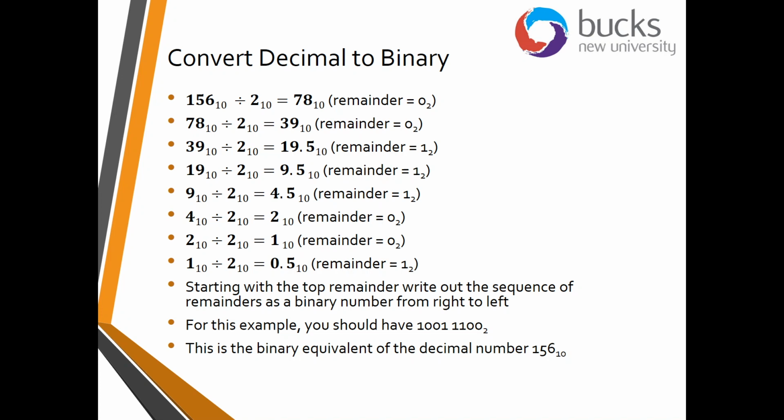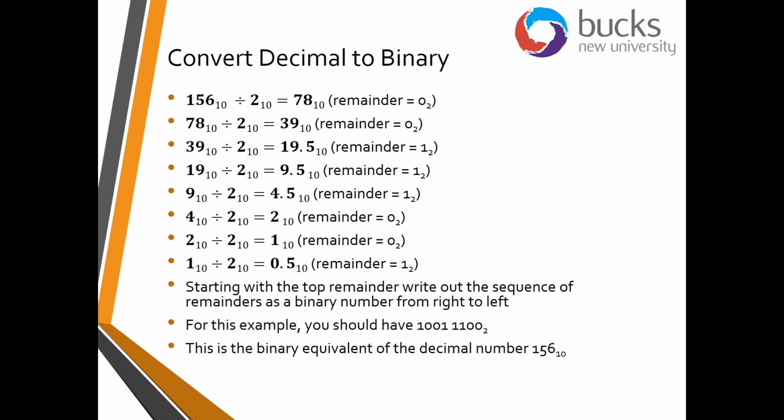So starting with the top remainder, we simply write out the sequence of remainders as a binary number from right to left. So we end up with 0 0 1 1 1 0 0 1, and that completes our binary number. So if you were doing this, as you will be for yourself, as you get the remainders, you can write them to the right hand side as I've done here, but also start to write them right to left underneath. So you're actually starting to write out the binary number as you go.